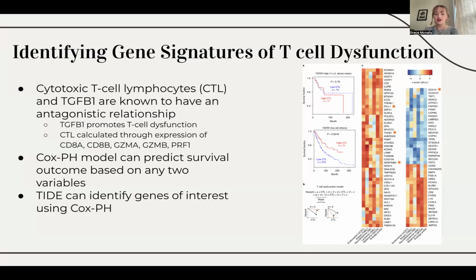TIDE was used on hundreds of publicly available cancer data sets to predict statistically significant interactions between genes and CTL. Although some genes identified are usually co-expressed with immune suppressive genes, some genes were known to regulate T-cell mediated tumor immunity. The authors were able to identify these genes of interest, and those are marked with a star here in Figure C.